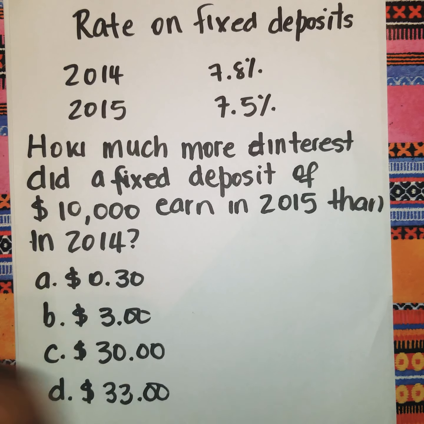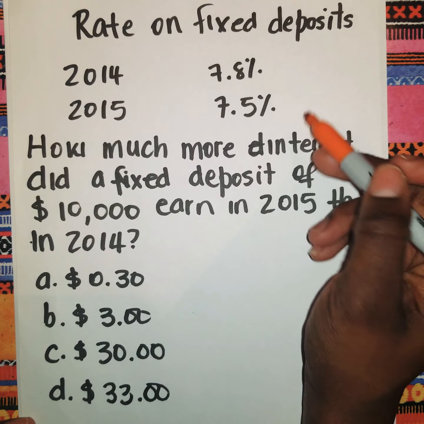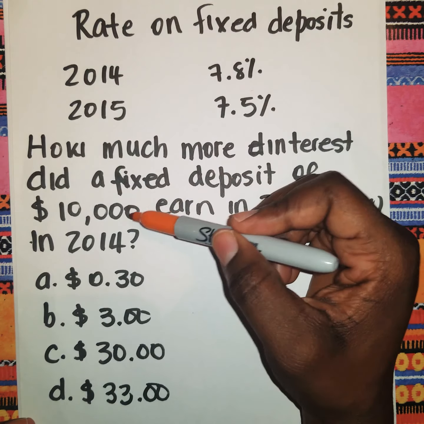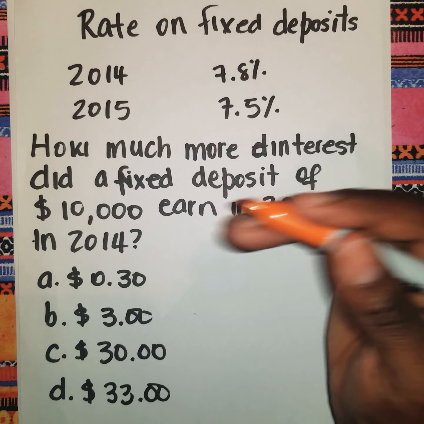So right here, they say the rate on fixed deposit is given for 2 years. So for 2014, it's 7.8%. 2015 is 7.5%. So how much more interest did a fixed deposit of 10,000 earn in 2015 than 2014? I don't like how the question is phrased, but it can be done. So let's go ahead. Basically you're going to find a percent. What is 7.5% of 10,000? What is 7.8% of 10,000? Then you see the difference between the two.